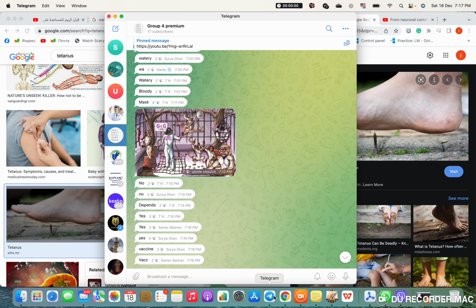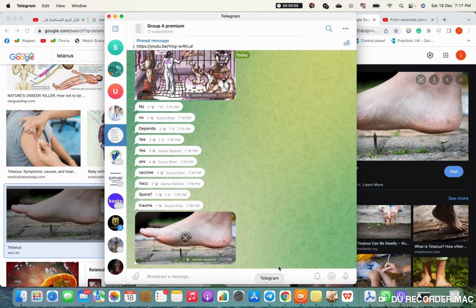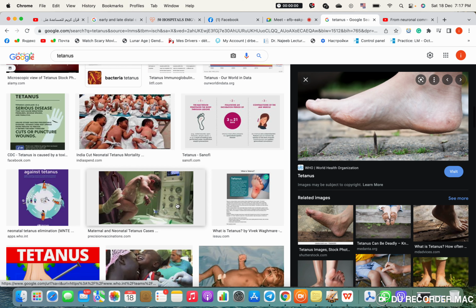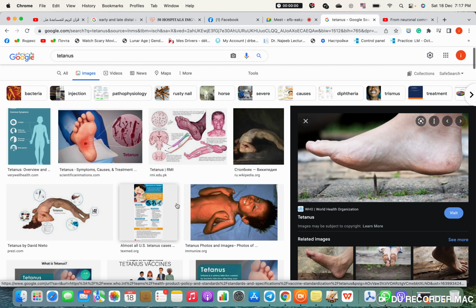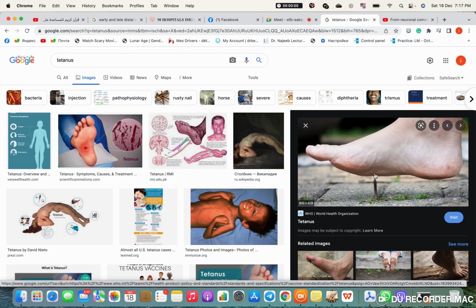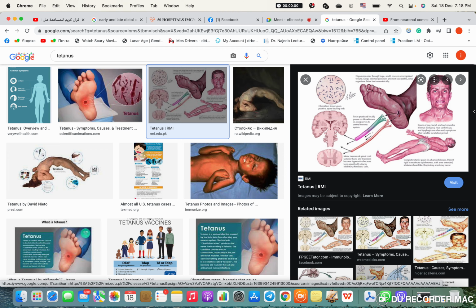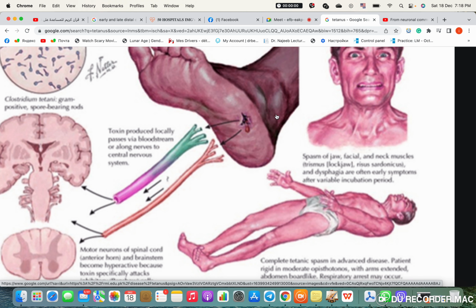It all starts from that. So let's step on a rusty nail. What's next? After stepping on the rusty nail, the bacteria is going to contaminate it locally, and it will start making spores, you are correct. And after that, it will make tetanospasmin.